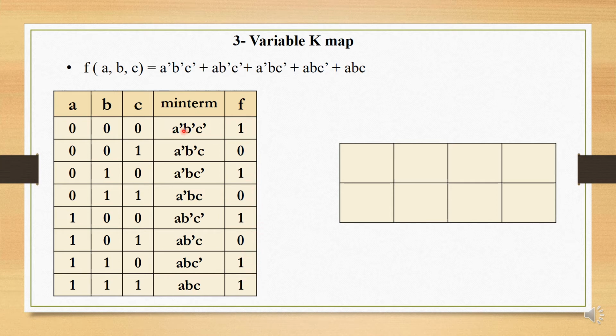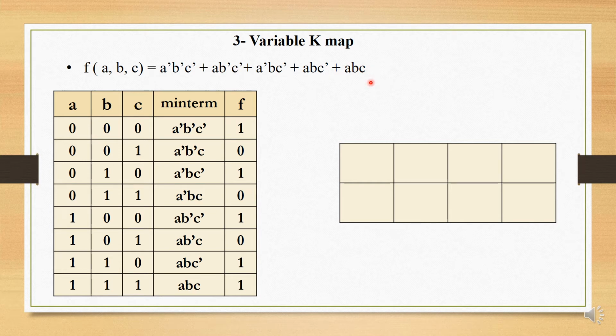So we see that A bar, B bar, C is a minterm given in the function, therefore we place logic 1. Similarly, A bar, B, C bar, we place logic 1, and A, B bar, C bar, we place logic 1. For combination A, B, C bar, we place logic 1, A, B, C, we place logic 1. For the remaining cells, we place logic 0 because these minterms are not present in the Boolean expression.